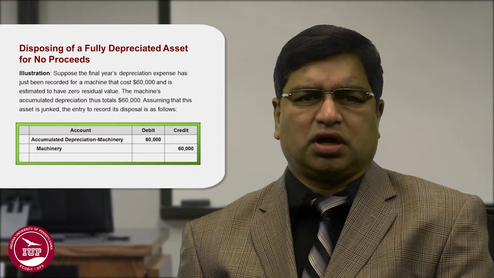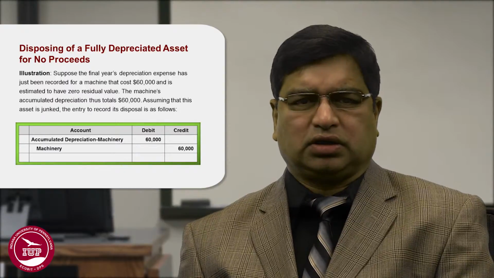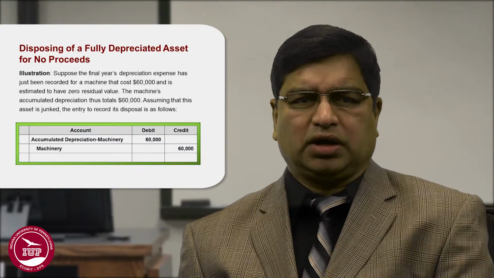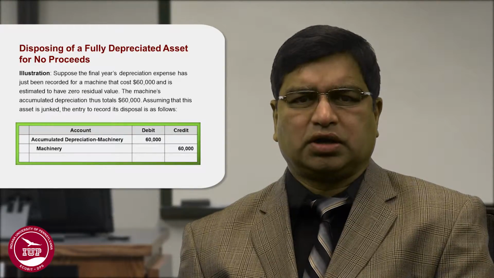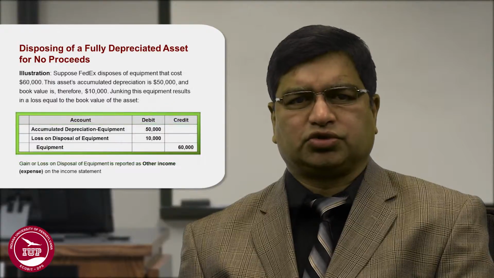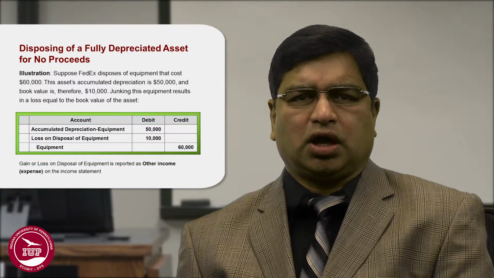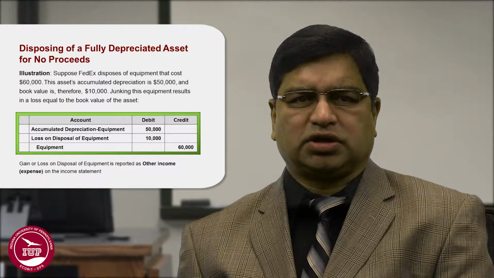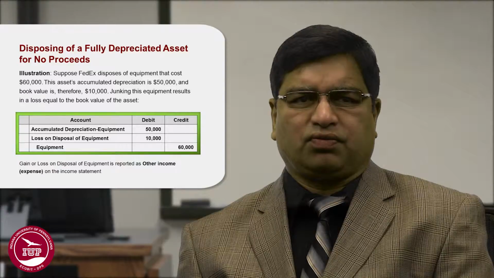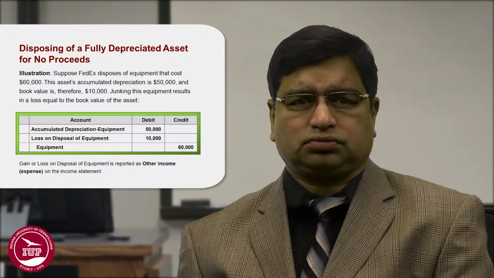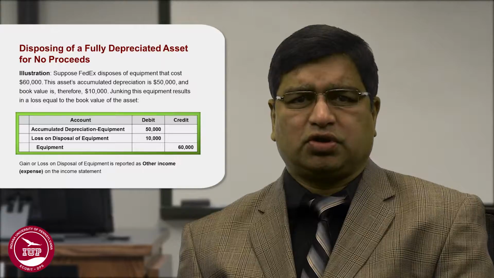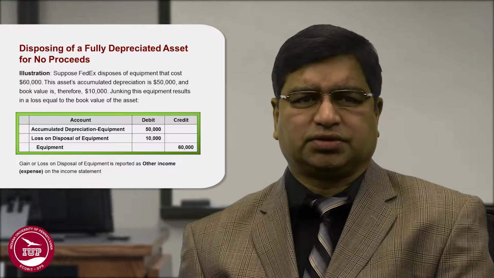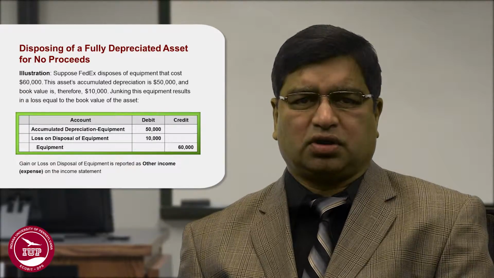In this case, if we dispose of the asset, then you close the related accumulated depreciation account by debiting it, and then credit the machinery account by $60,000. So both the items are closed. Now, if you are disposing of an asset which has a book value, for example, you dispose of an asset that costs $60,000 with an accumulated depreciation of $50,000. Therefore, the book value is $10,000.